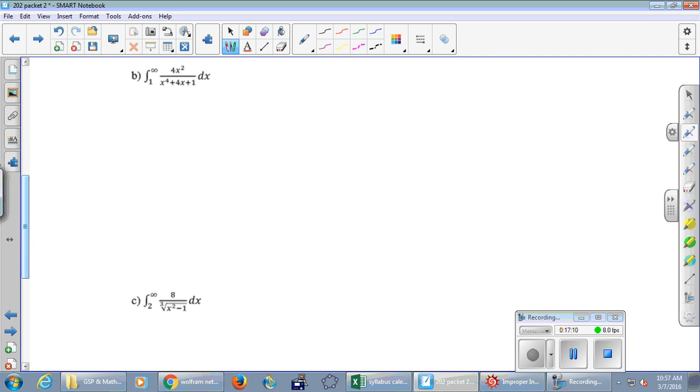So we've got this crazy integral 1 to infinity of 4x over x to the 4 plus 4x squared over x to the 4 plus 4x plus 1 dx. Now, I don't know what the antiderivative of that thing is. If you guys can find one, I'd be thrilled to see it.